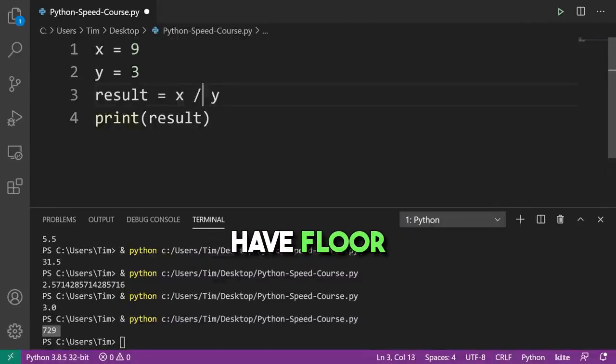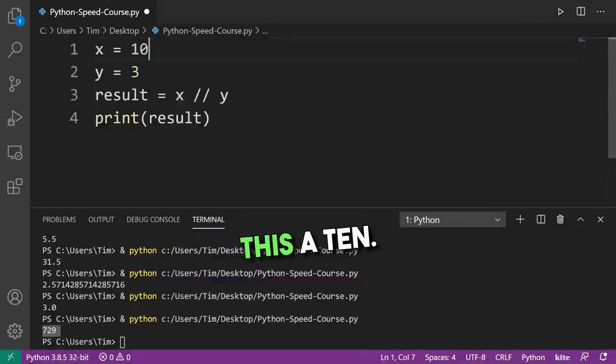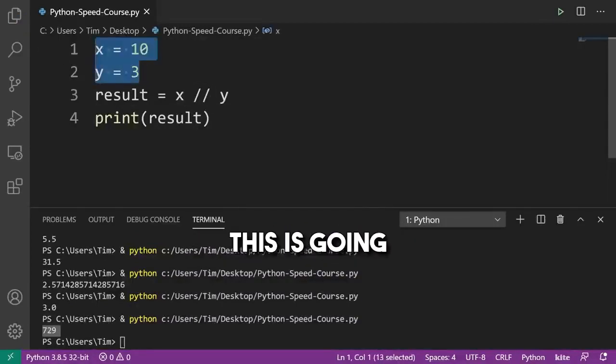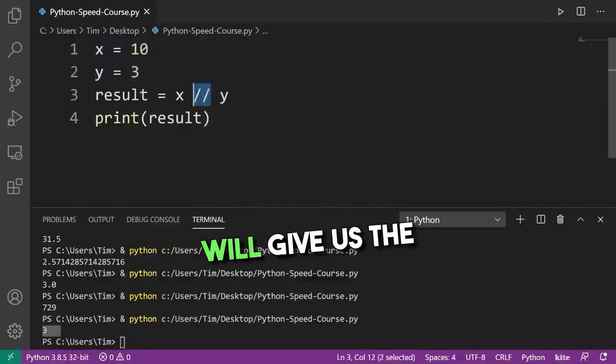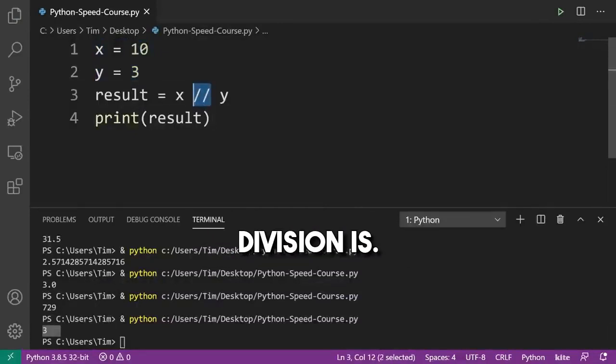And then next we have floor division. So what I'm going to do here is actually make this a 10. Have a guess at what you think this is going to give, but this gives us 3. The reason it gives us 3 is because this will give us the integer result of whatever the division is.